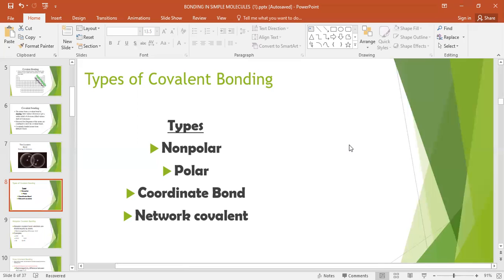Clear now this one? Yes. Like North and South Pole. But we cannot write directly positive and negative because they are not going to transfer, they are going to share the electron. That's all. Clear now? And non-polar, we cannot divide into positive and negative. This is the first difference.